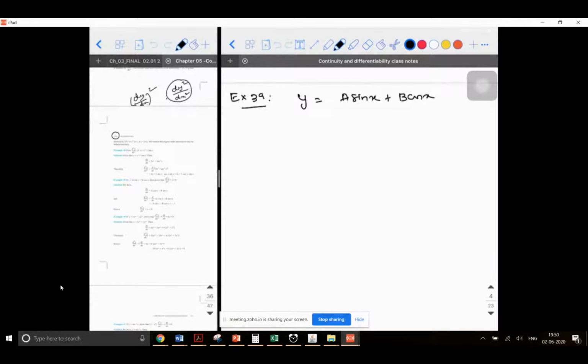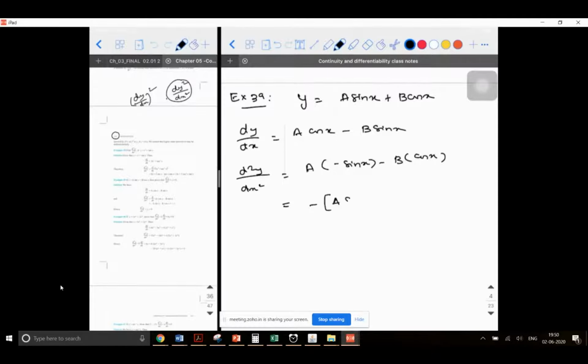The 39th question is y is equal to a sin x plus b cos x, right? So he's asking you to prove that d square y by dx square plus y is equal to 0. So what is dy by dx here? A cos x minus b sin x. Am I right? So d square y by dx square is going to be equal to a into derivative of cos x, which is minus sin x, minus b into derivative of sin x, which is cos x. So that's nothing but minus of a sin x plus b cos x.